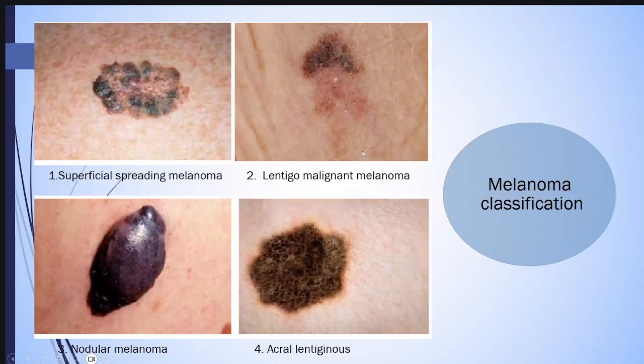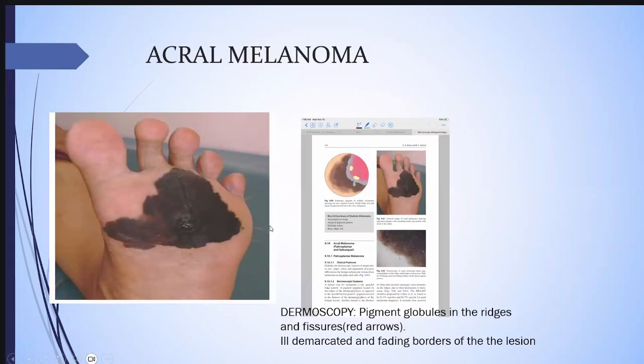Then the lentigo maligna and acral lentiginous. Acral means in your hands and legs, that is the fingers and toes or palms and soles, right? Acral lentiginous. And then, as I told you, the amelanotic type, where there is not going to be any sort of pigmentation. It's just going to be a skin colored bump. So this is an acral melanoma. I can see this, right? This is an acral melanoma. The pigment globules will be seen in this.